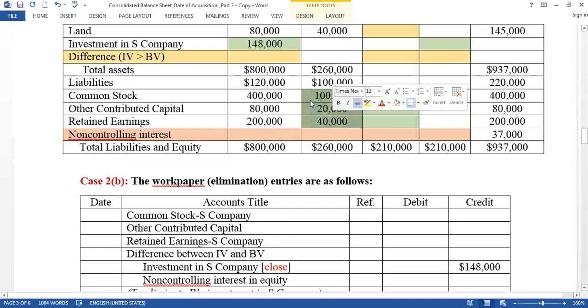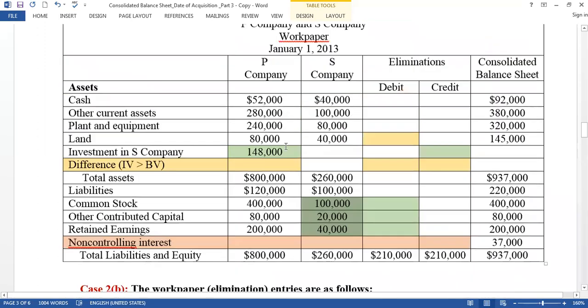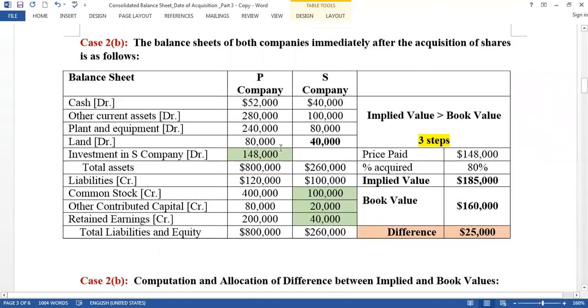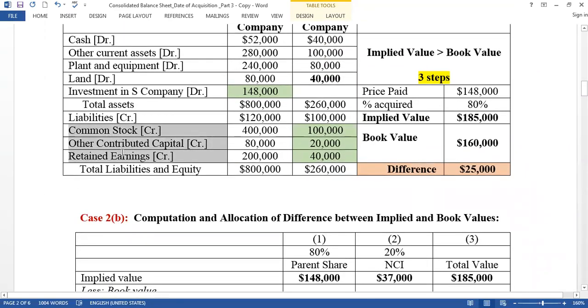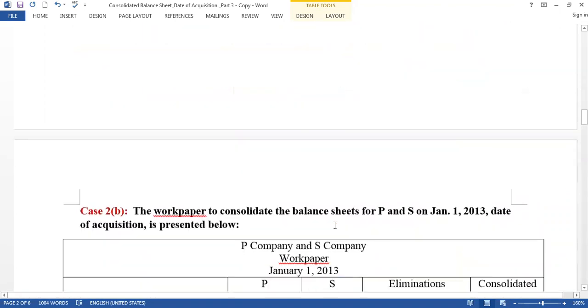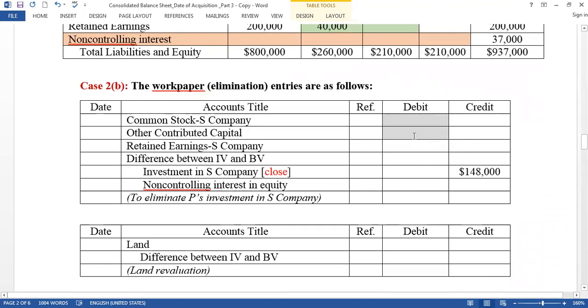Then we have to close the equity accounts. So these are the 3 equity accounts. We have to close them. I told you that equity normal balance is credit, right? These 3 accounts, common stock, other contributed capital, and retained earnings, have a normal credit balance. To close them, just make them debit. So we record these 3 accounts as debit and they are closed.